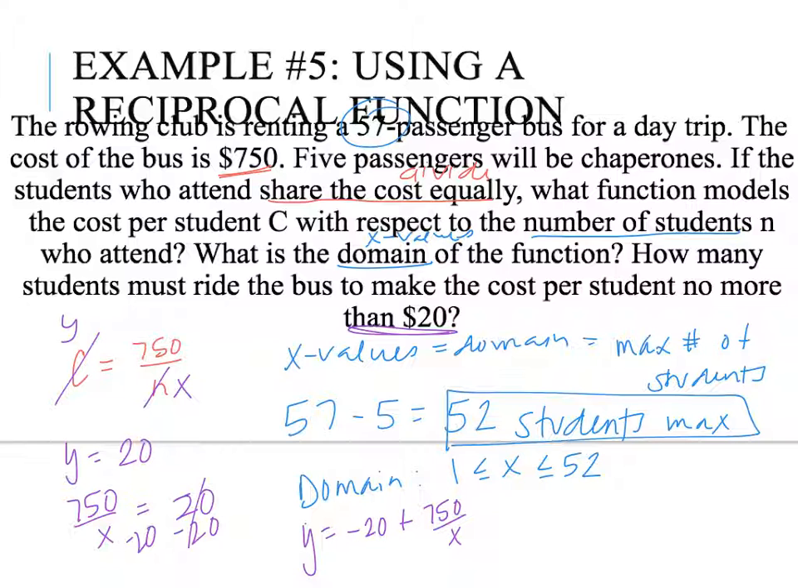When we graph this, what I want you to do is type this into your calculator. And when you type that in, I want your windows for your x min and your x max to be 1 and 52. So let's go ahead and do that. We're going to have y equals, clear out anything that was in your calculator before. All right, so negative 20 plus, you need to be sure to put this 750 over x in parentheses. And then we graph, and don't forget, you need to make your x min 1 and your x max 52.